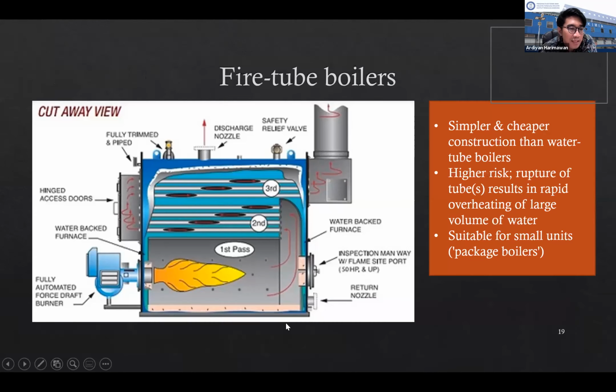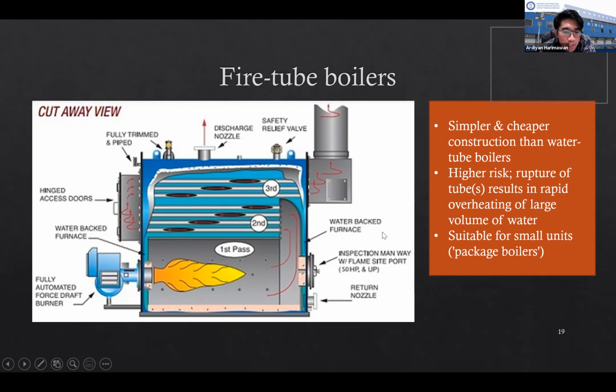Okay, this is the schematic diagram of the fire tube boiler. Basically you will have the furnace at the bottom part, and then the hot gas will flow to the tube. The heat from the tube will be transferred to the water in the shell, and the water will be converted into steam. So this is a simple and also cheaper construction compared to the water tube boiler.